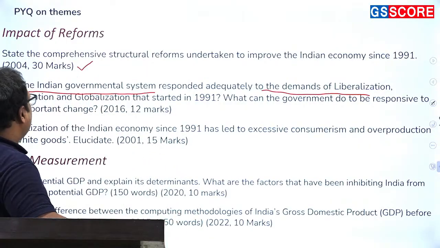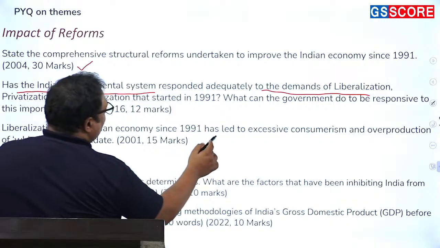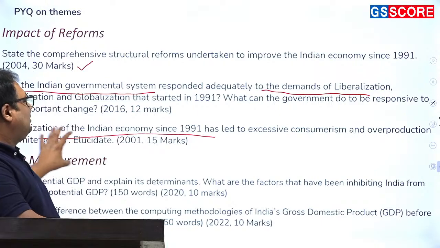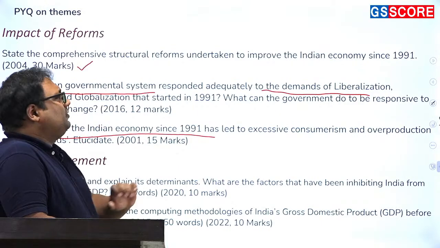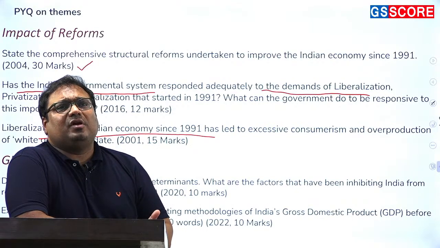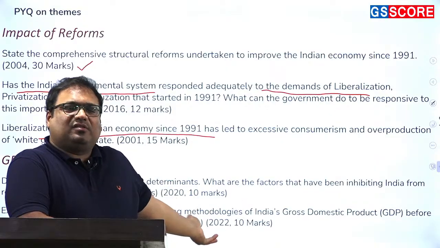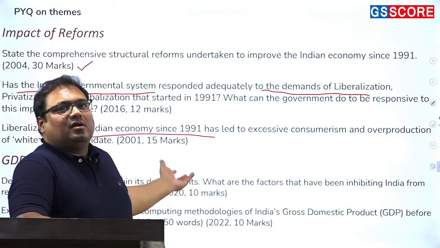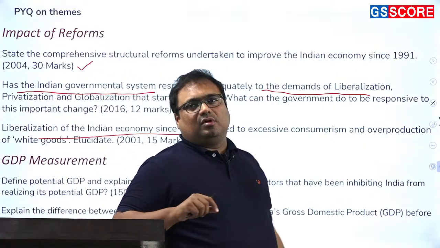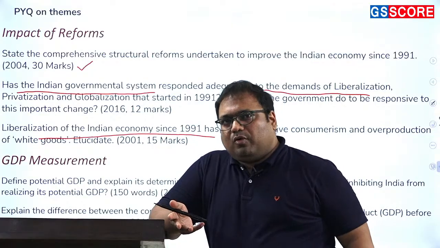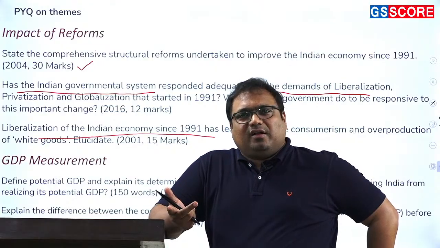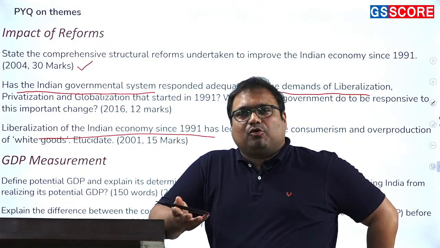Clear? Then: liberalization of the Indian economy since 1991 has led to excessive consumerism. This is where they ask something related to the impact of the reforms, that more and more people are basically consuming what they want. So basically this is a market-based system. You have to explain that if you want to control consumption of people, that will be a socialist system. Overconsumption of what? That people are buying fancy cars, that people in a poor country like India should not buy fancy cars. People should not aspire.